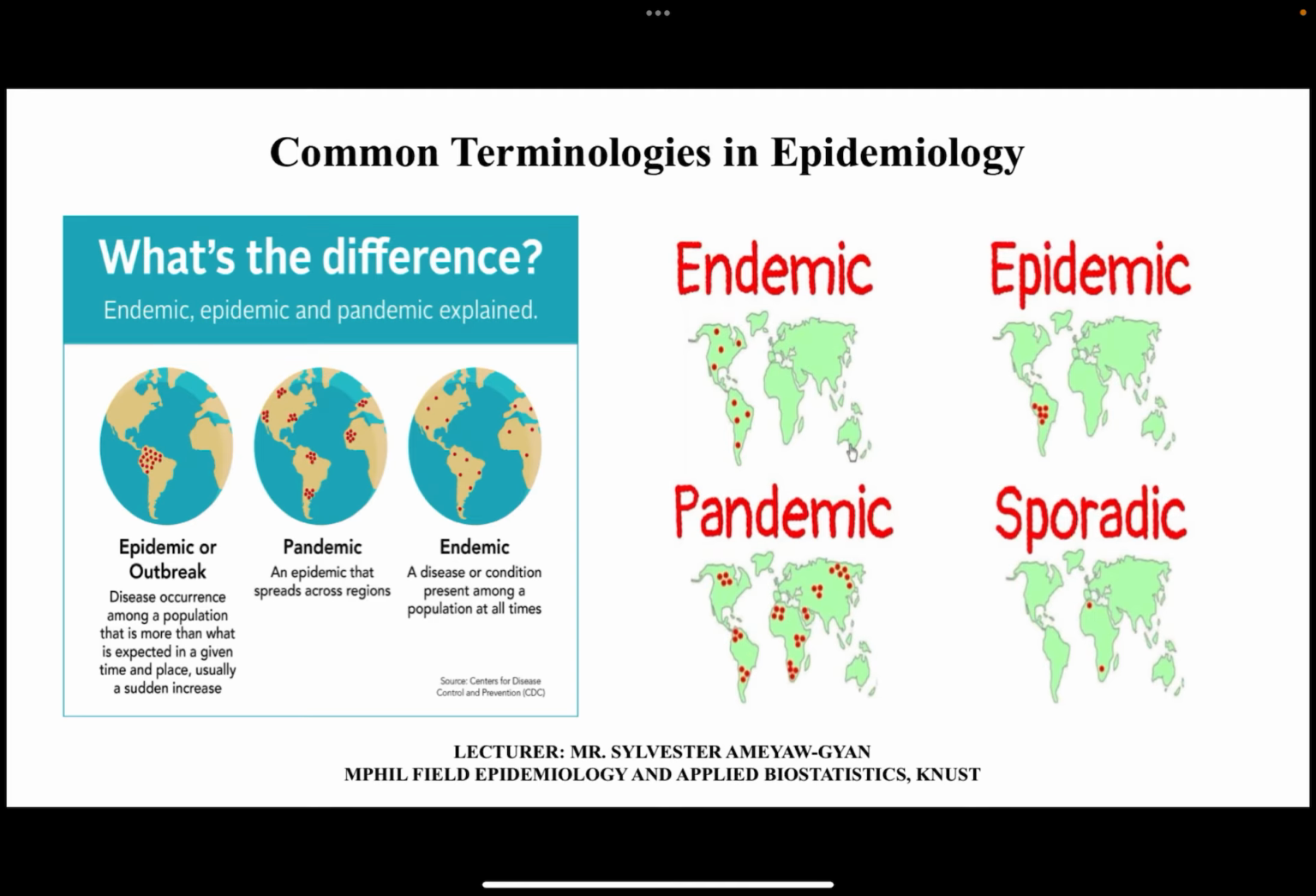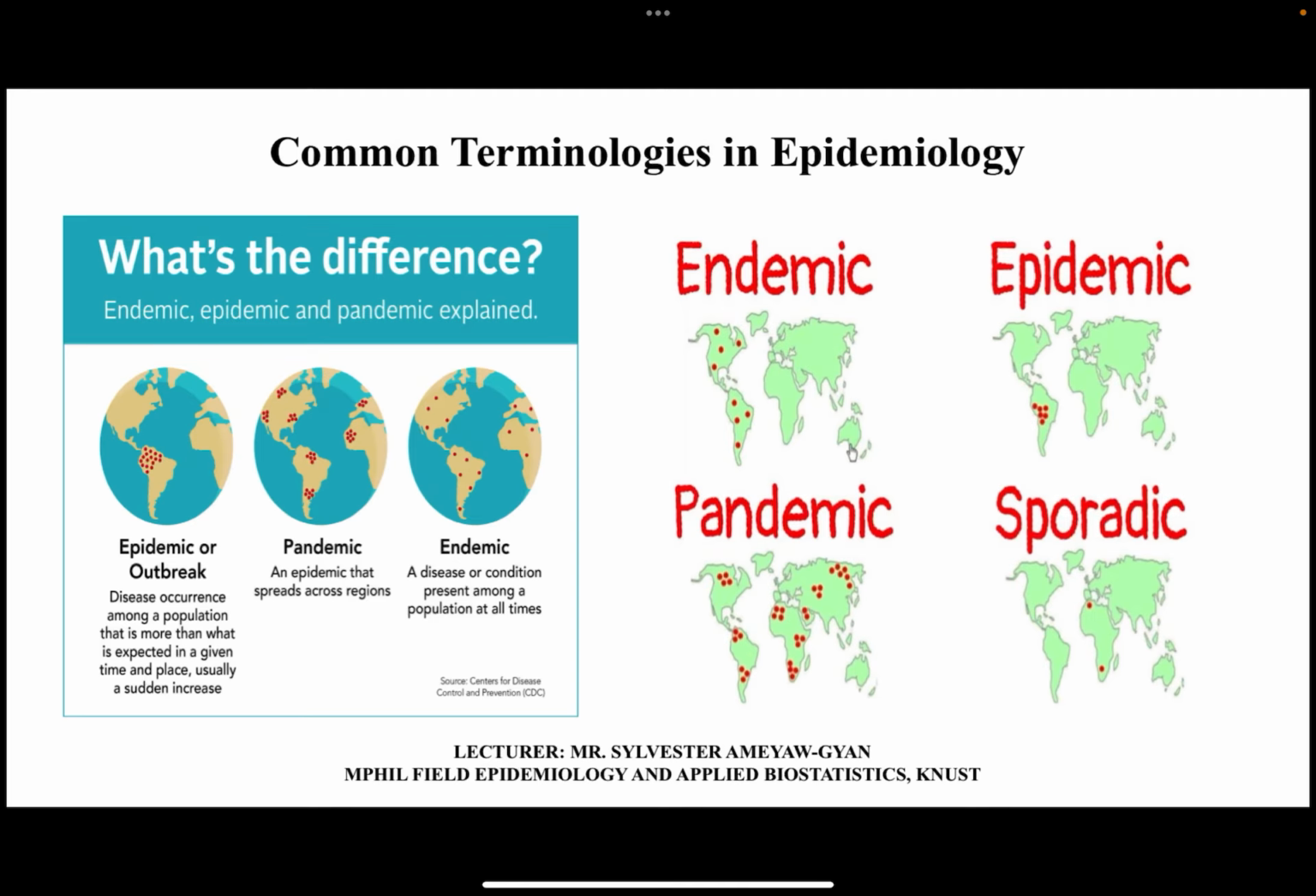Okay, now the next terminology we will look at is endemic. When we say a condition is endemic, it means that condition is constantly present in a particular area. It is always there. A typical example is, if you come to West Africa, malaria is an endemic condition in West Africa. Malaria is always in Ghana. Then we can say it's an endemic condition. It is constantly present in the country. So if you come to Ghana, for example, malaria is an endemic condition. It is always there.